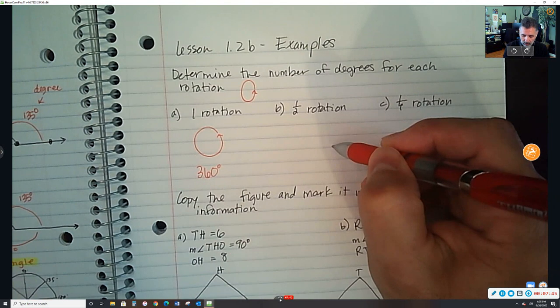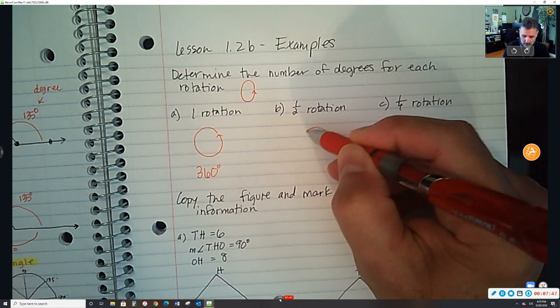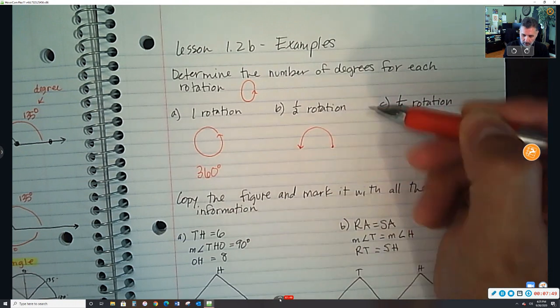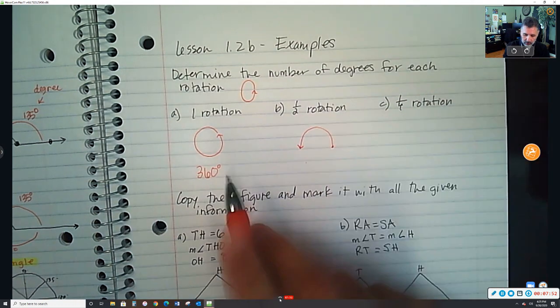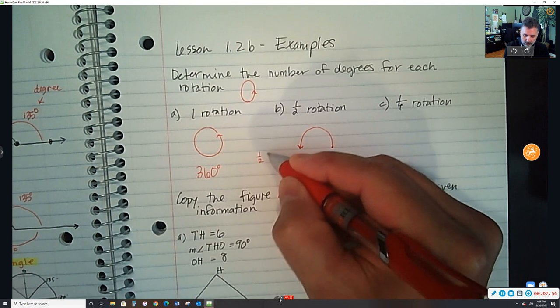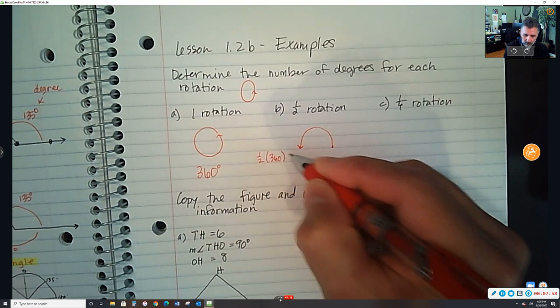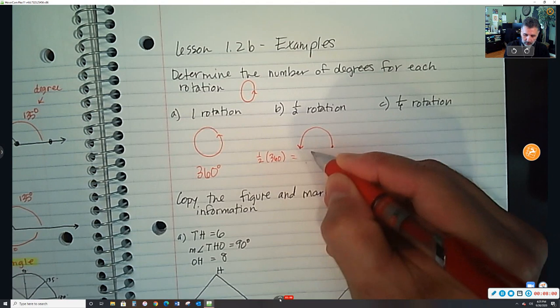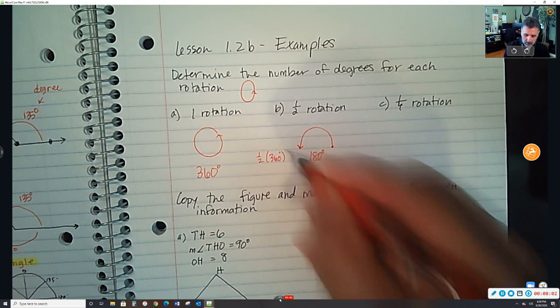But I'm going to show you what it would look like. Imagine this goes here, from here to here. Okay, so a half rotation is 360 divided by 2, or just half of 360. That would equal 180 degrees, right?